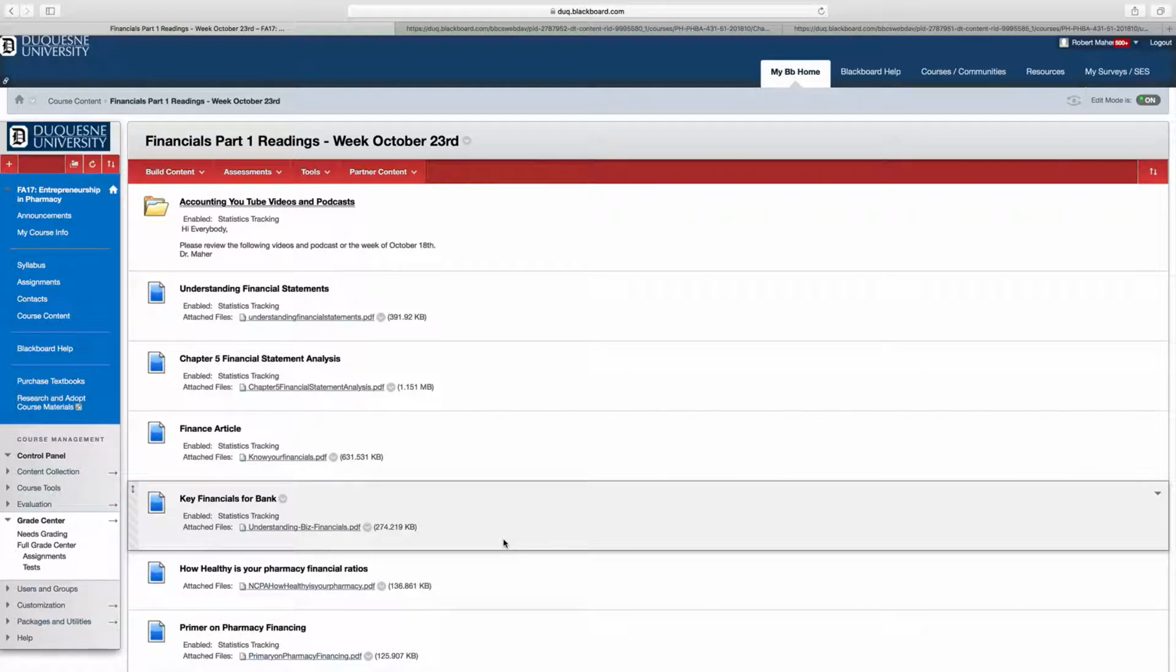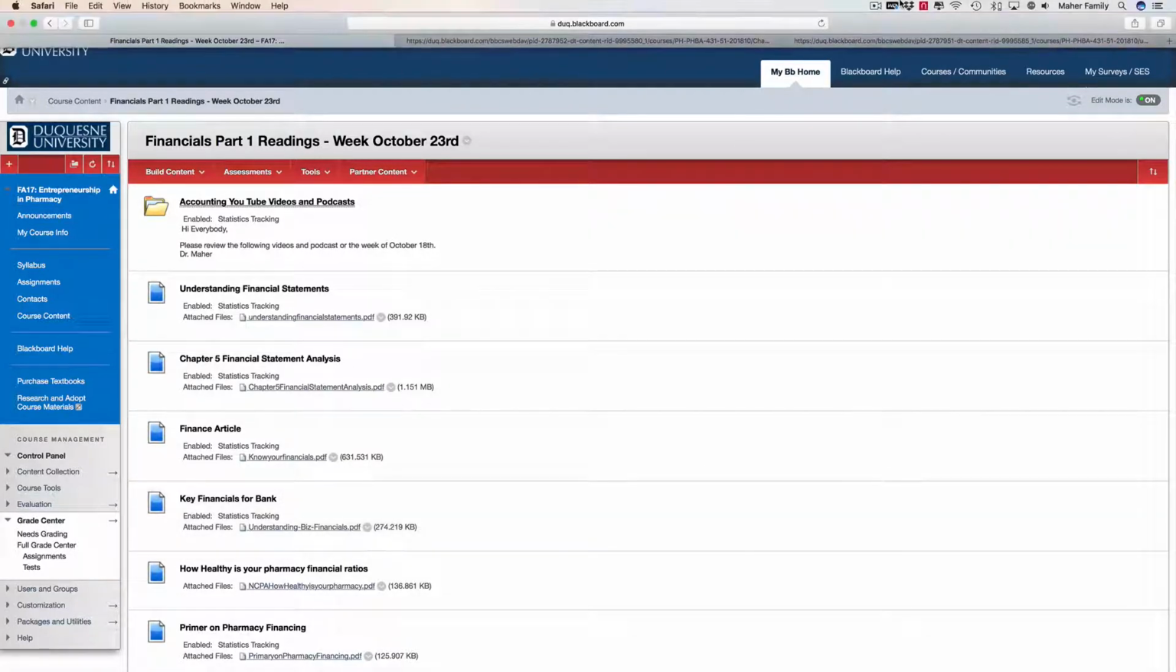There's no assignment due this week, but I will have a case scenario assignment for you in the coming weeks. Hopefully that helped you. If you have any questions about this, please feel free to contact me, and enjoy exploring the world of financials this week. Trust me, it takes time to learn, but over time you'll become an expert and it'll be like a second language to you. Thank you guys and have a good week.